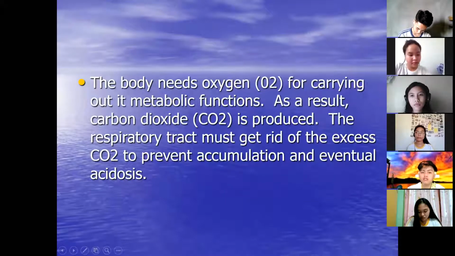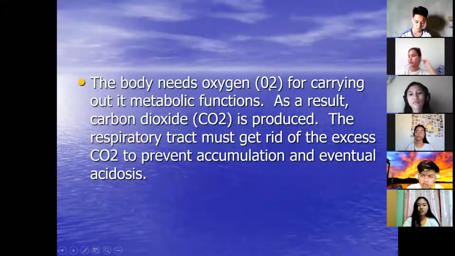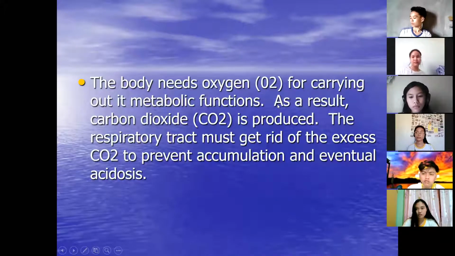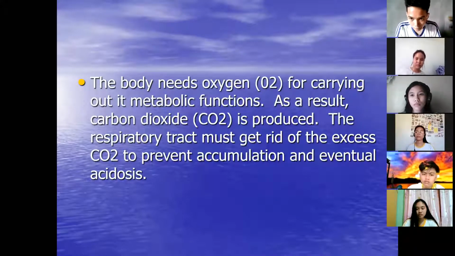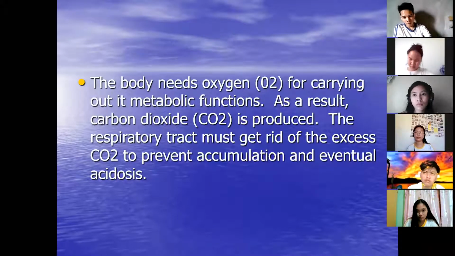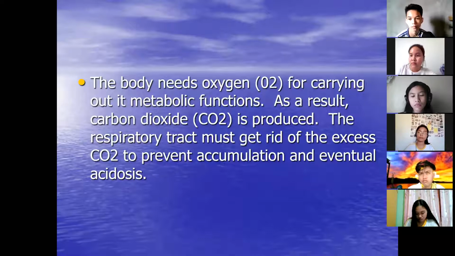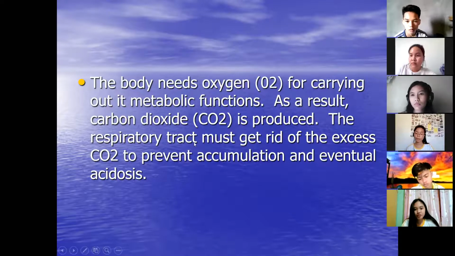So we have here the body needs oxygen or O2. This is not zero-two but O sub 2. Okay, for carrying out the metabolic functions, and as a result, the byproduct of these metabolic functions is the carbon dioxide, which we need to release in the atmosphere. And in the near future, we are going to discuss the end result of these carbon dioxides to the plants, because this carbon dioxide is the gas that the plants need to produce the food that we get from these plants, no?